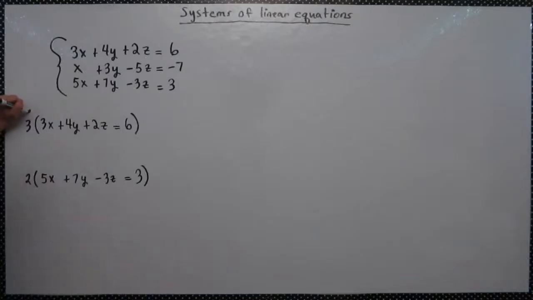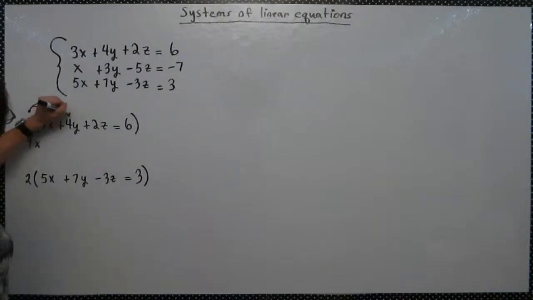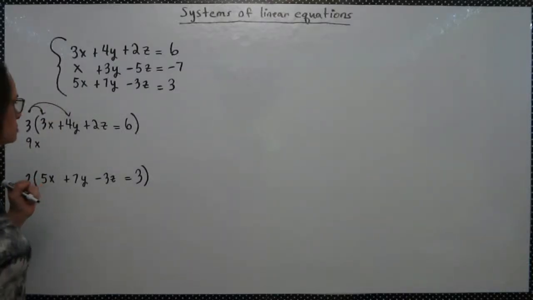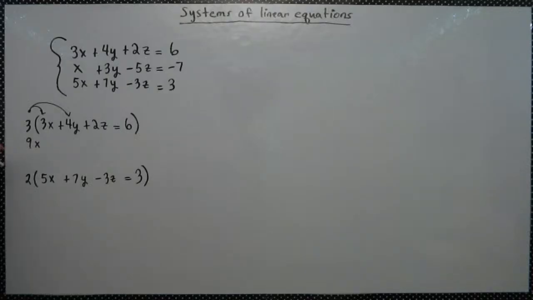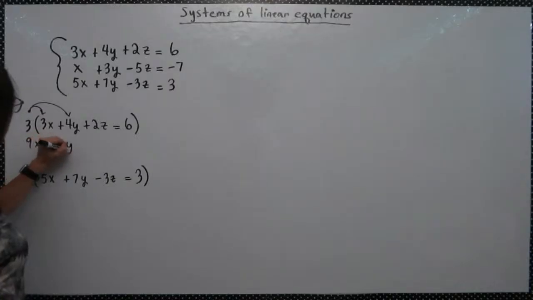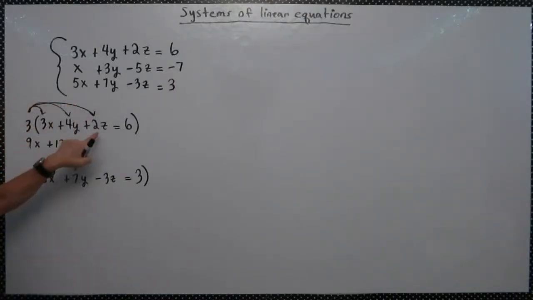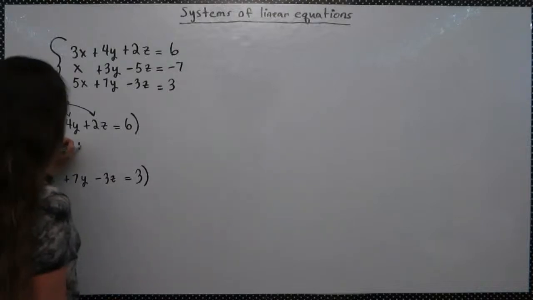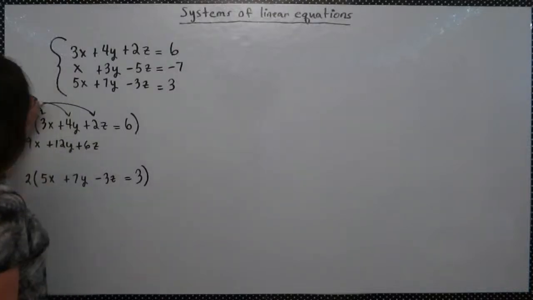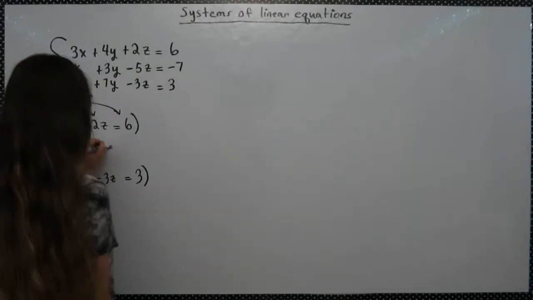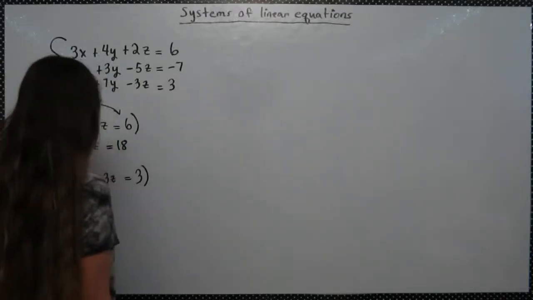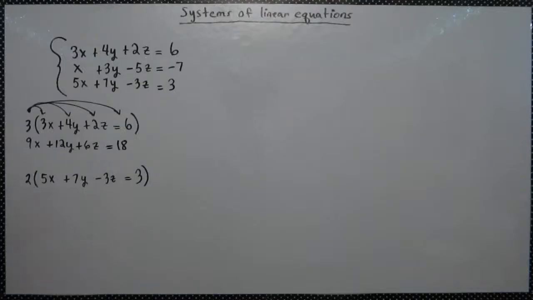All right, so we have 3 times 3x, which is 9x. We have, using the distributive property as a property of real numbers, and it's what allows me to do this, 3 times 4 is 12, so that's plus 12y, and then I've got 3 times 2z, and that is plus 6z. And then I have 3 times 6, which is 18.